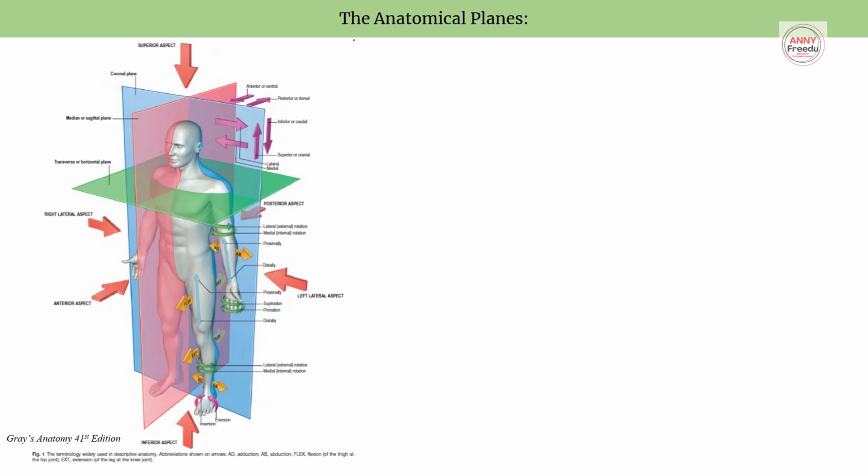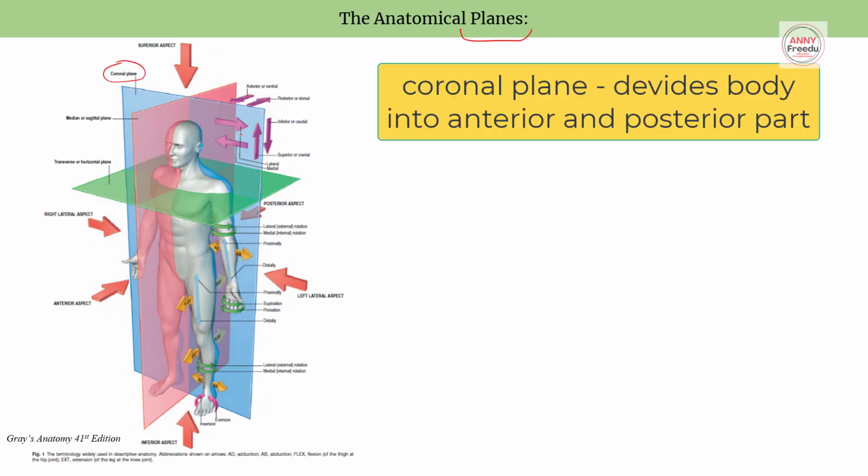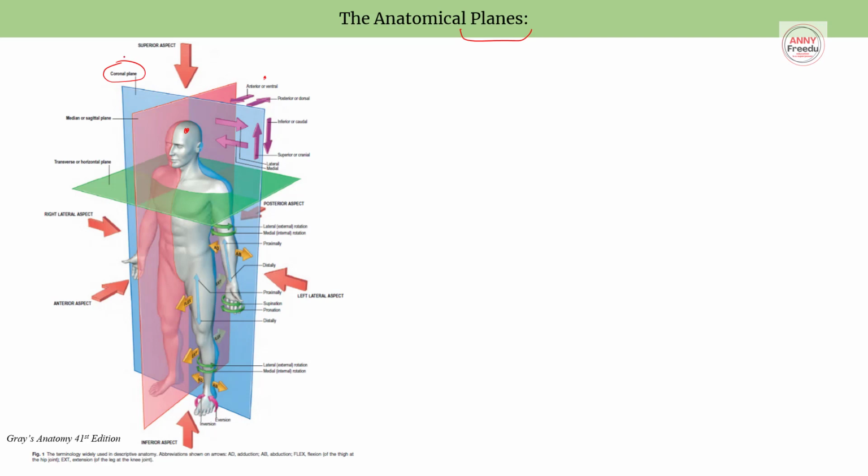Because the human body is a 3D object, we need to introduce other terminology to teach you anatomy, which we call planes. We have three basic planes. The first plane that I want to discuss today is called a coronal plane, aka frontal plane, that divides the body into anterior and posterior parts. I also need to explain why we call this a coronal plane.